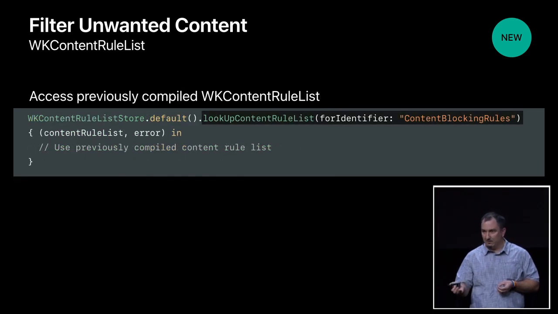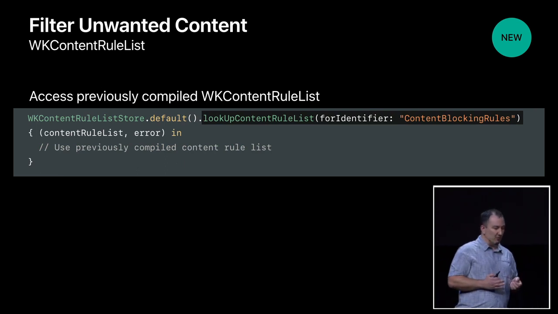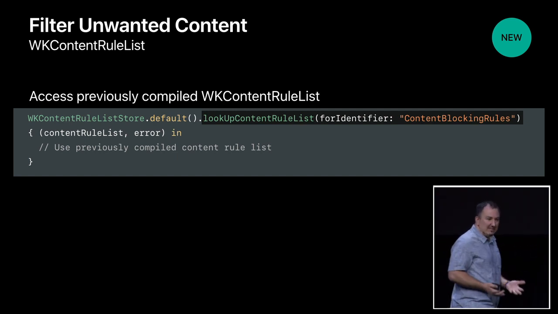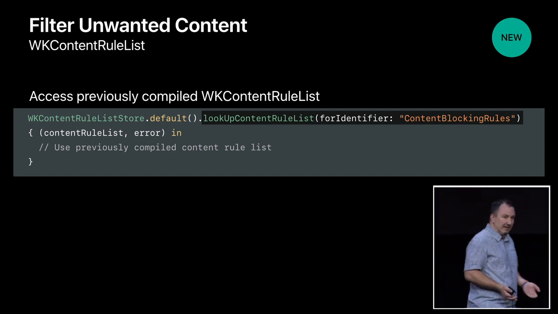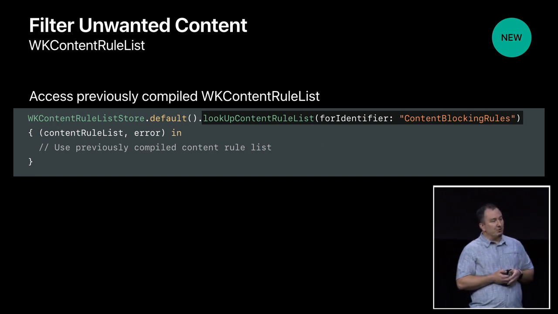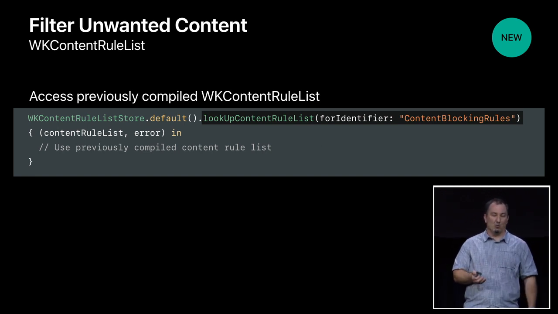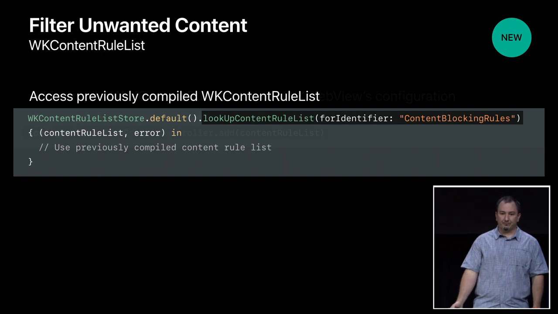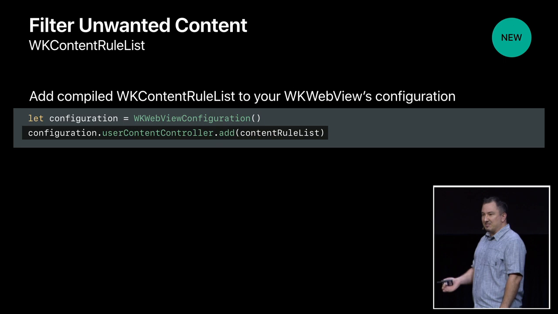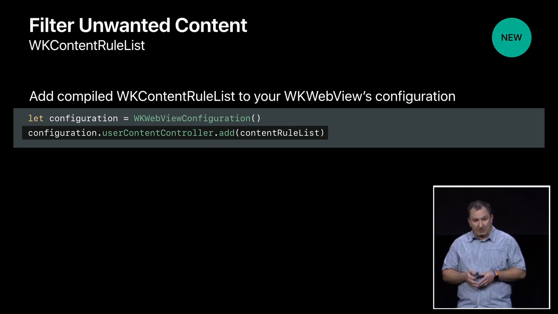So that identifier, when we compile a rule list from JSON to the efficient bytecode format, you can name it. And then later, you can look it up by the same identifier, so you don't have to compile it again. WebKit stores it on the storage of the device and can look it up much quicker later. So you only need to compile a certain rule set once. Once you have your WKContentRuleList, as I just mentioned, you add it to the WebView's configuration, and now you're ready to go.